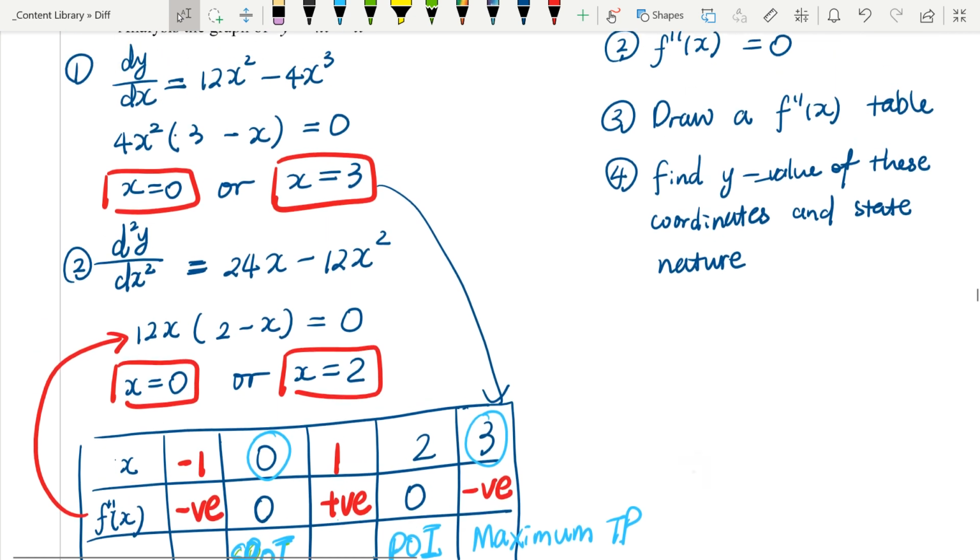The first derivative won't give x equals 2. A stationary point only exists where the first derivative equals 0. When x equals 2, the first derivative doesn't equal 0, so it can't be stationary. And for 3, I can say a local maximum.